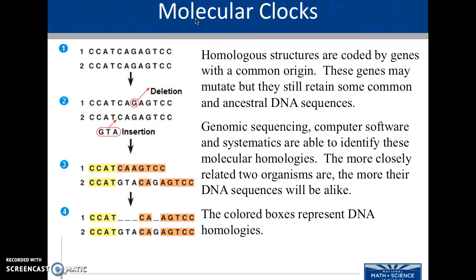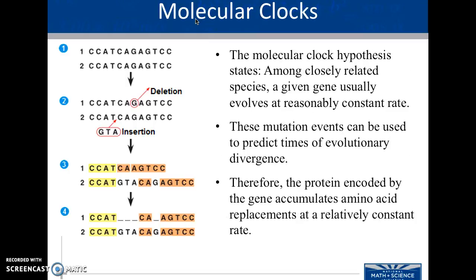Genomic sequencing essentially allows us to identify molecular homologies, or the different areas in DNA that are related. The more closely they are related, the more their DNA sequences will be alike. And I don't think I need to review this. This is stuff that we already know.